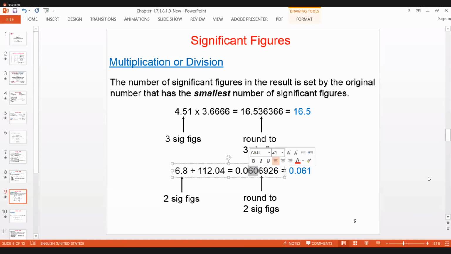Okay, so how do you remove this 6? The 6th one is greater than 5. So you remove this, but you have to add 1 to the previous digit, which means 0. So this becomes 1. So your answer is 0.061. Only 2 decimal places. Okay, so you will add 1 more. So this is the way to write the answer with the correct significant figure.